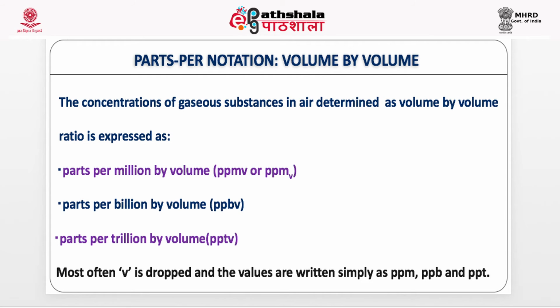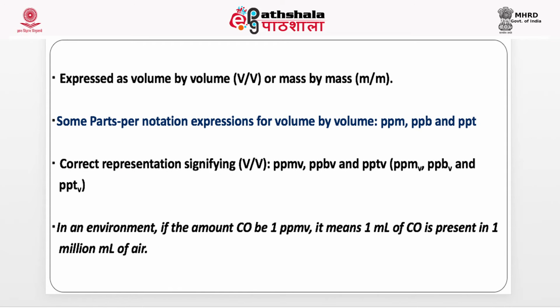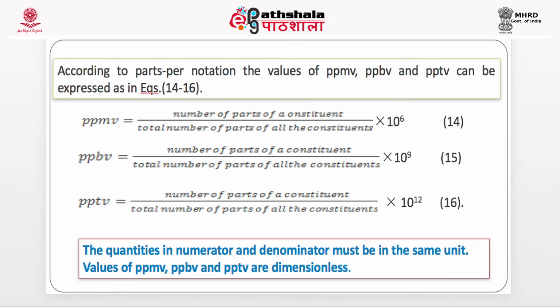Normally in the literature, people don't write v, and people assume that it is ppm, but the correct presentation is ppmv. If it is ratio of mass, then it must be written as ppmm. In an environment of the amount CO 1 ppmv, it means that 1 milliliter CO is present in 1 million milliliter of air. B is for billion. Parts per billion, 1 billion is 100 crore. Parts per notation by volume.